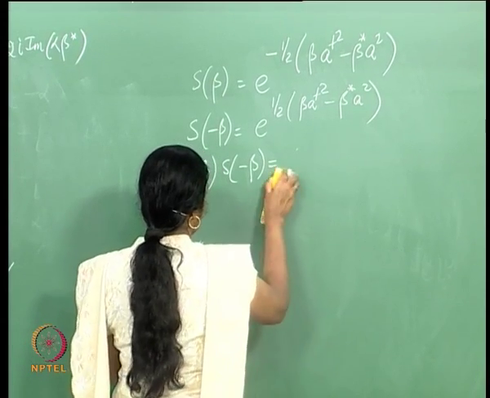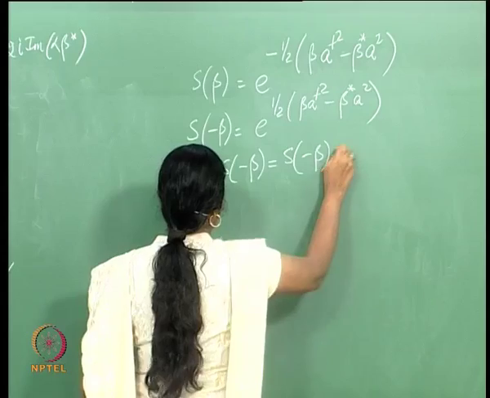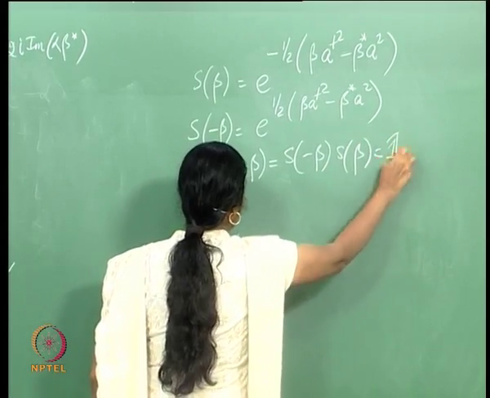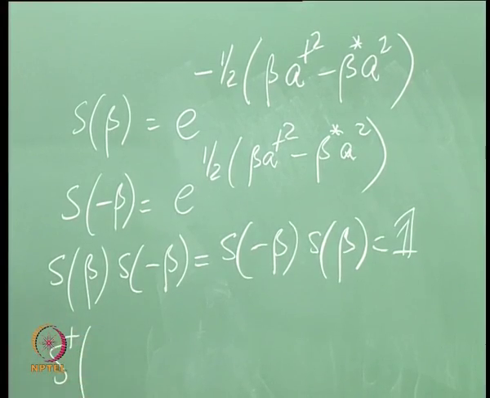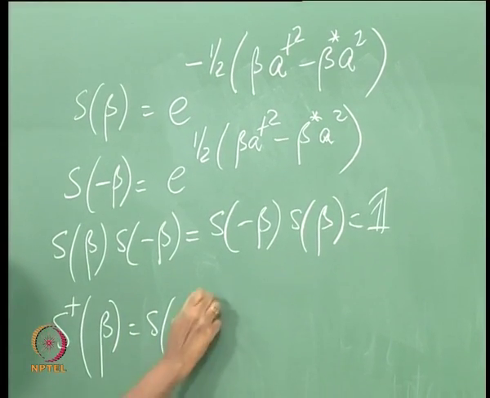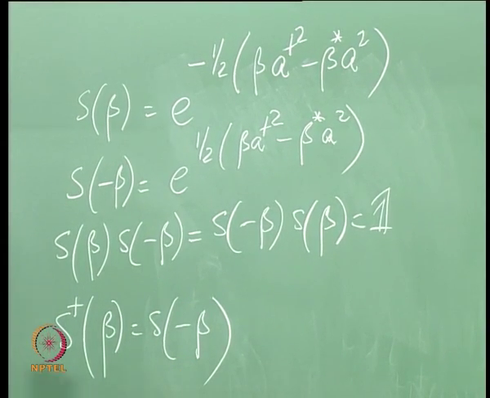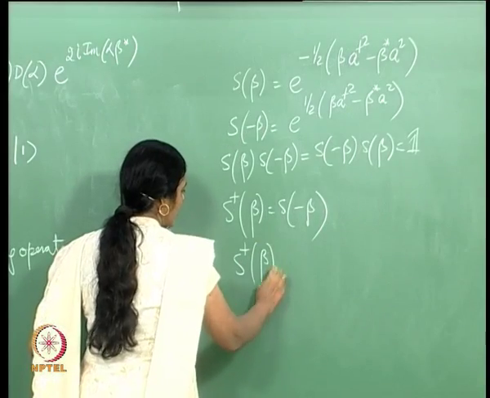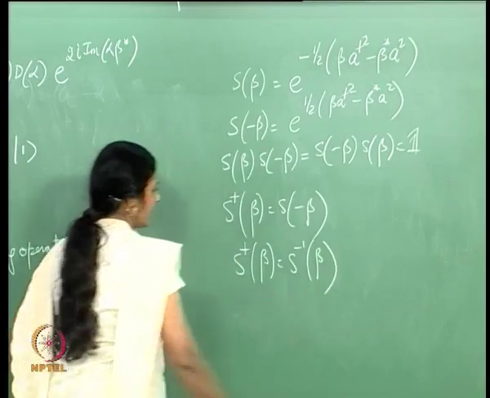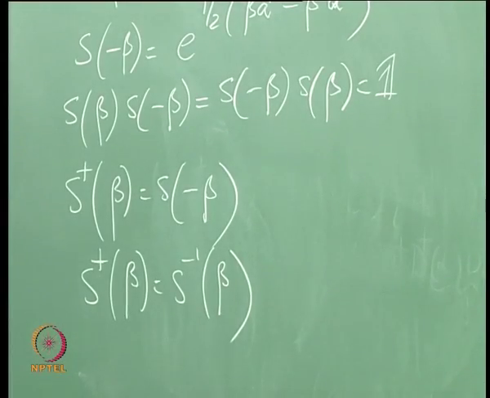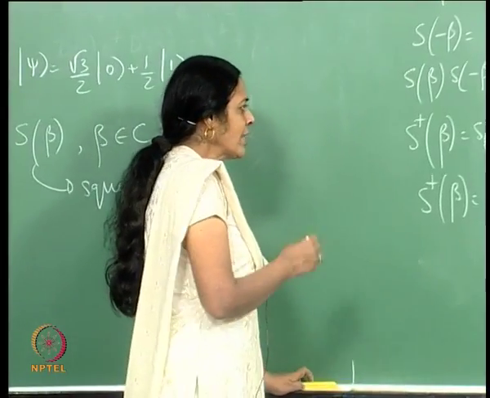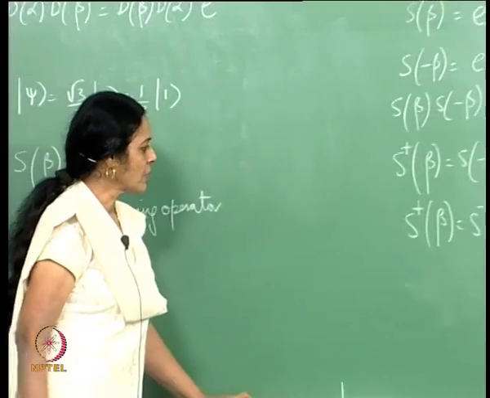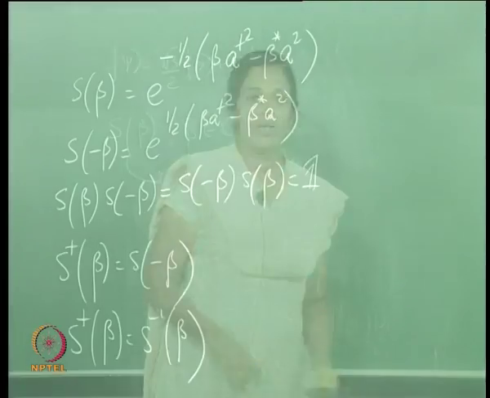and that is the same as S of minus beta, S of beta. By 1 I mean the identity operator. Therefore, S dagger of beta is S of minus beta. This is a unitary operator, and therefore S dagger of beta is S inverse of beta. Even as the displacement operator is a unitary operator, the squeezing operator is another unitary operator. Now, let us find out the action of the squeezing operator on a and a dagger.